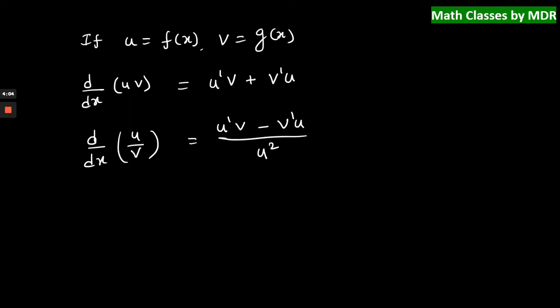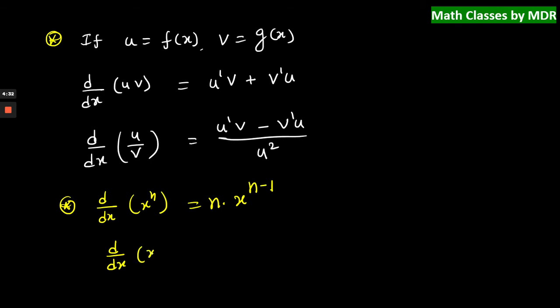And let me give you a few more derivatives. The derivative of x to the power n with respect to x is equal to n into x to the power n minus 1. So we take it as n times x to the power n minus 1. For example, if you have d by dx of x cube, it is nothing but 3 into x to the power 3 minus 1, that is equal to 3 x square.